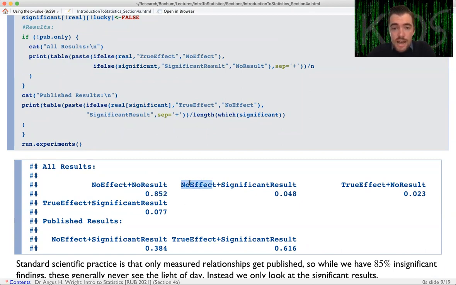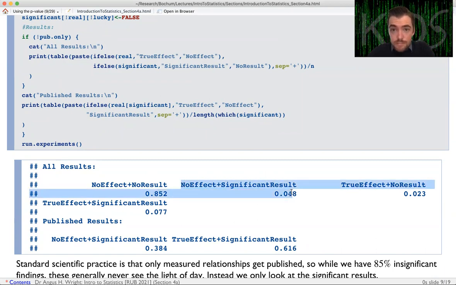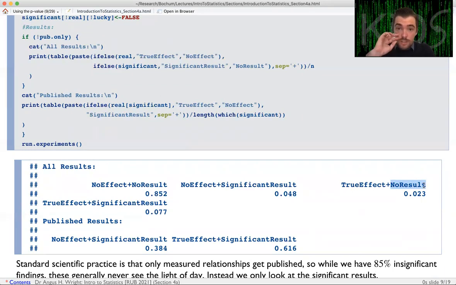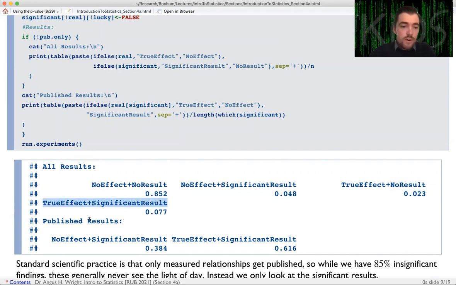5% have no true underlying effect, but find a significant result. These get published. There is 3%, 2% of effects that have a true underlying effect, but the result is not significant, so they end up in the trash as well. And finally, you have this 8% of truly existing relationships that also produce a significant result.